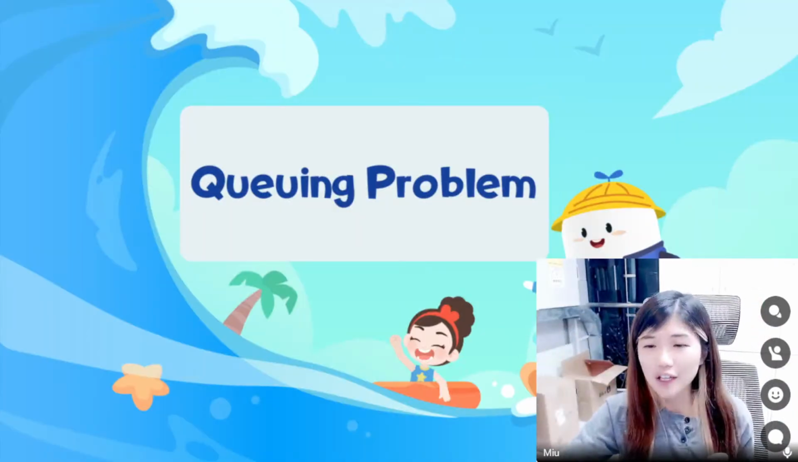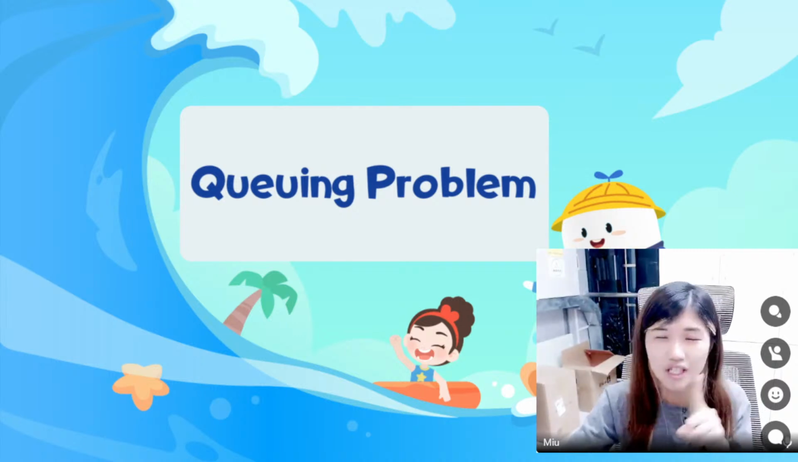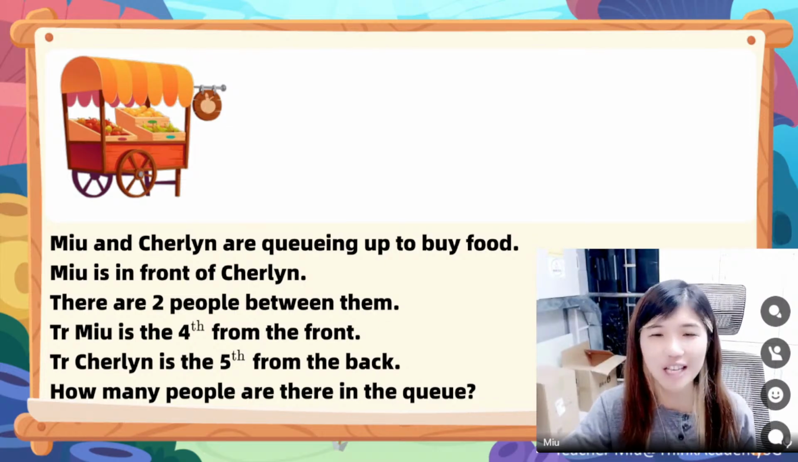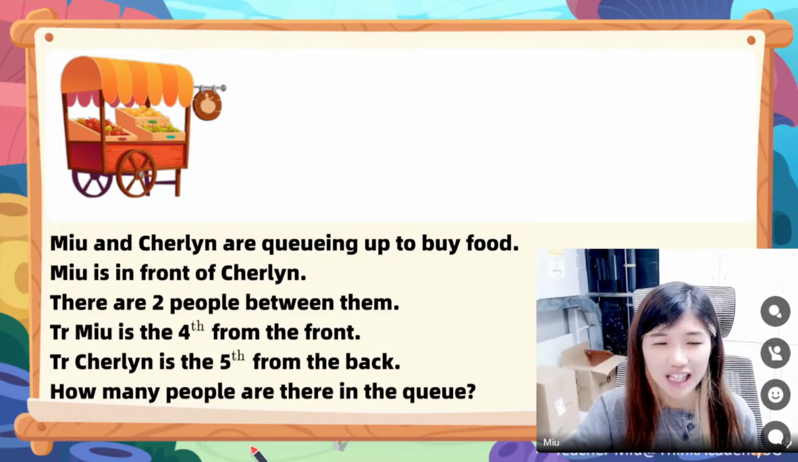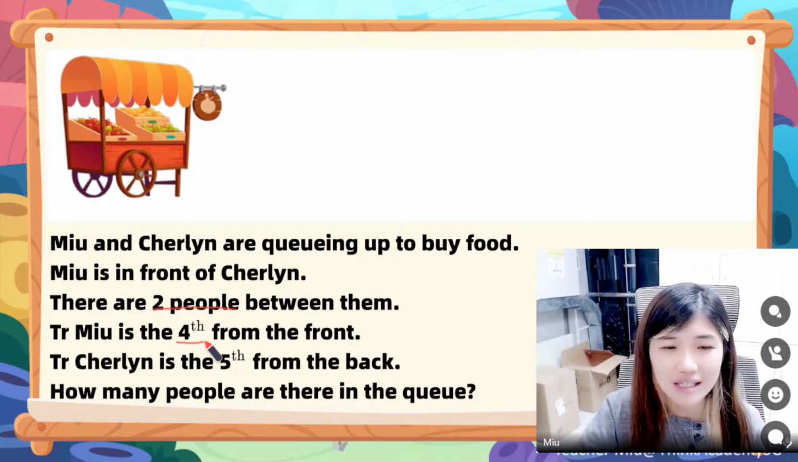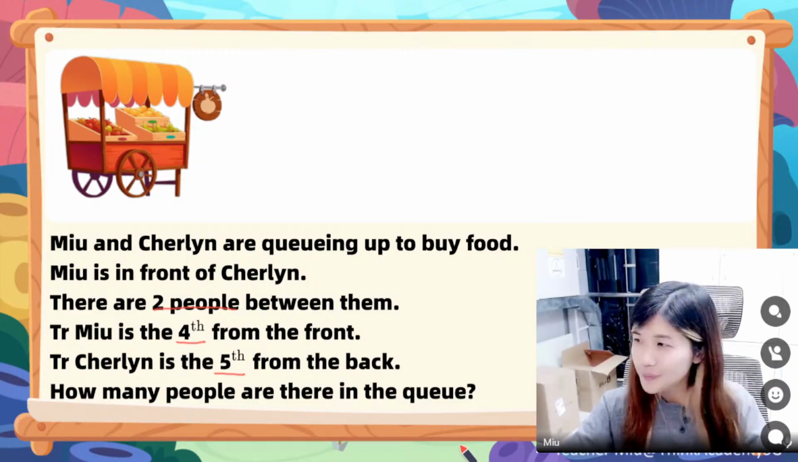So for queuing problems, actually, there is just one focus and one method, which is very important to you. Let's just take a look at this one. So now you will have teacher Miu and teacher Charlene queuing up buying the food. All right, Miu is in front of Charlene, and there are two people between us. Teacher Miu is the fourth from the front, and teacher Charlene is the fifth from the back. So how many people are there in the queue? Guys, any idea?